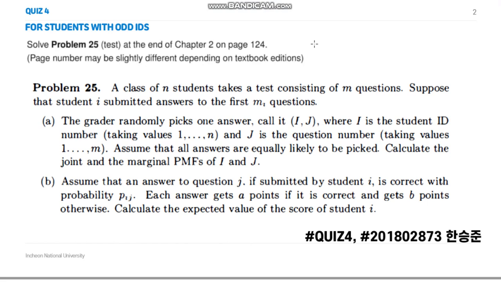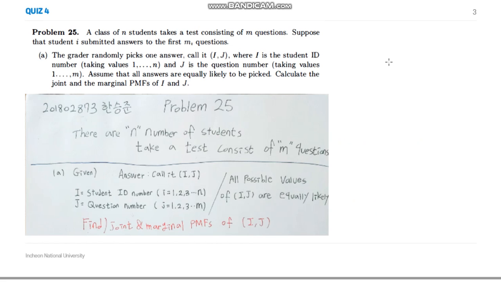Okay, I have problem 25, the test: a class of n students takes a test consisting of m questions. So I have to solve this problem, and now let's get ready for this fun. Okay, here we go. So part A. So I'll organize case A here.